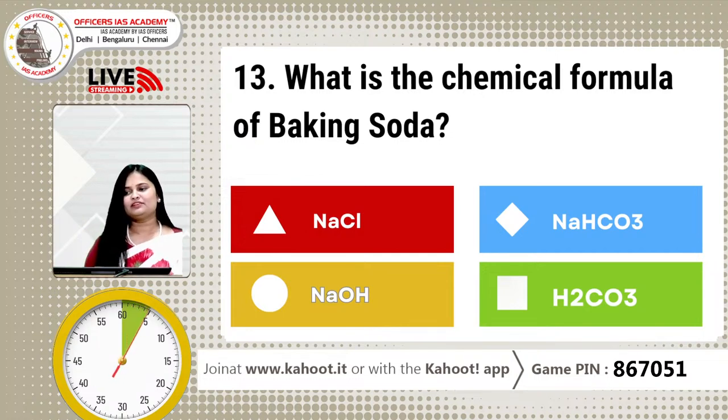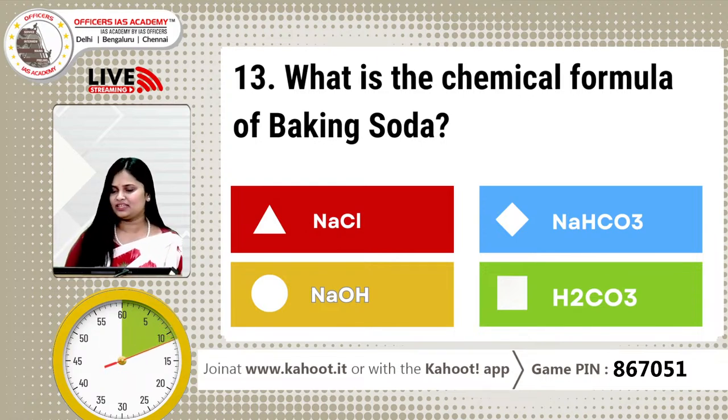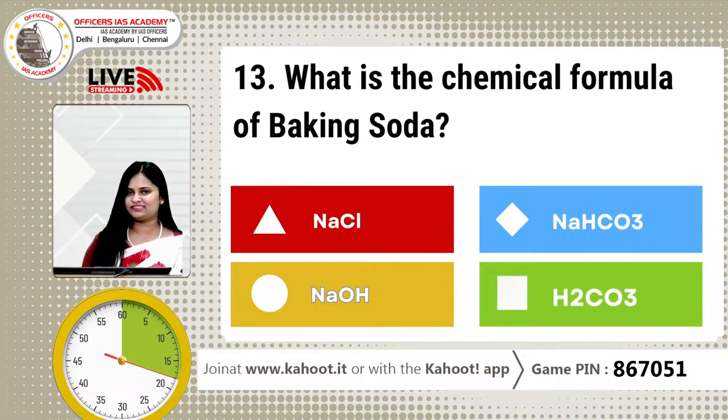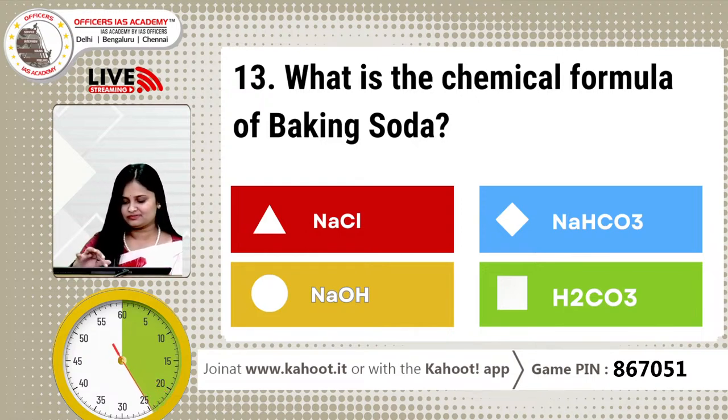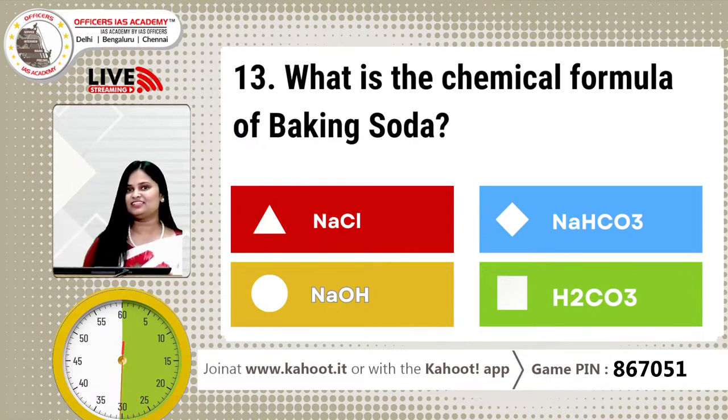What is the chemical formula of baking soda? So option A, NaCl, option B, NaHCO3, option C, NaOH, and option D, H2CO3. So guys, put on your thinking caps, recollect the chemistry that you've learned in school and college. So wonderful, few more seconds to go. Few more seconds, time is ticking, and we are in the 13th question. So last final set of questions are crucial.